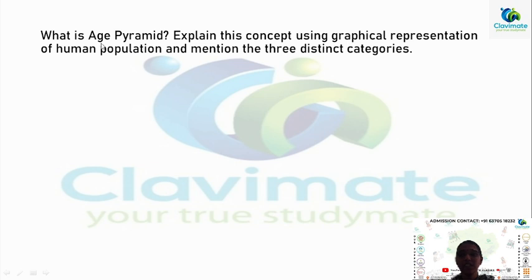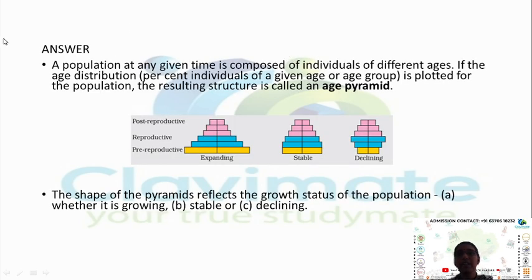The next question is, what is age pyramid? Explain this concept using graphical representation of human population. That is, what is the age pyramid of human population, and mention the 3 distinct categories. So these are the 3 parts of the question. Okay, so let's go to the definition of age pyramid.